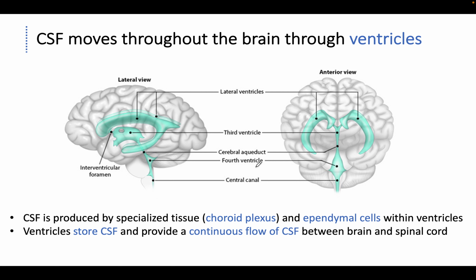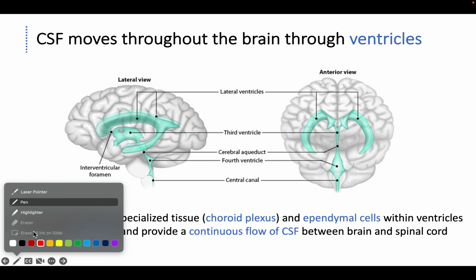It flows through the ventricles from the lateral to the third to the fourth, and then it goes into the subarachnoid space around the brain and around the spinal cord as well. There's also this small opening called the central canal, which is an opening in the spinal cord, which is essentially a continuation of the fourth ventricle, as we will see in just a brief moment.